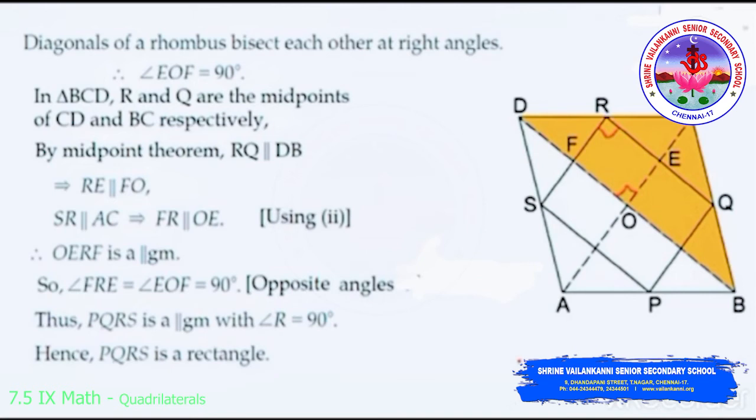So we get PQRS is a parallelogram with angle R is 90. This satisfies the condition of a rectangle. The opposite sides are parallel and equal and one angle is 90. Hence PQRS is a rectangle.